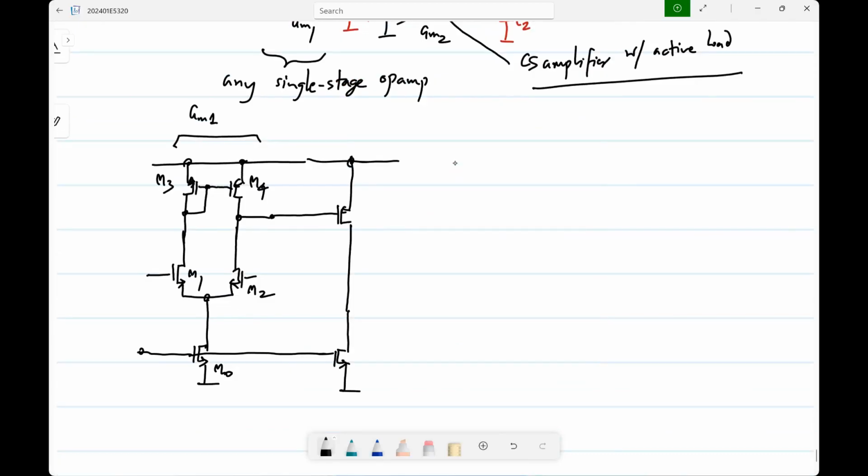And I'm showing it like this. It's assumed that these are biased from the same current mirror with appropriate size ratio. Okay. I'll call this M11 and M12.